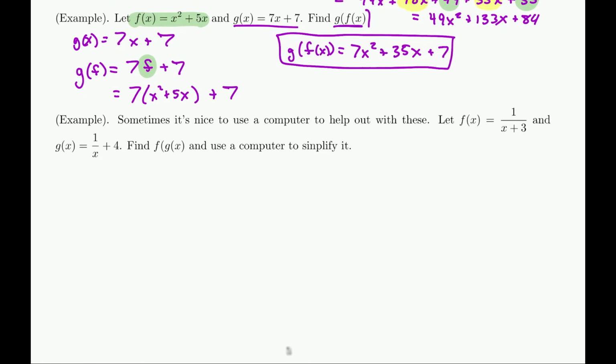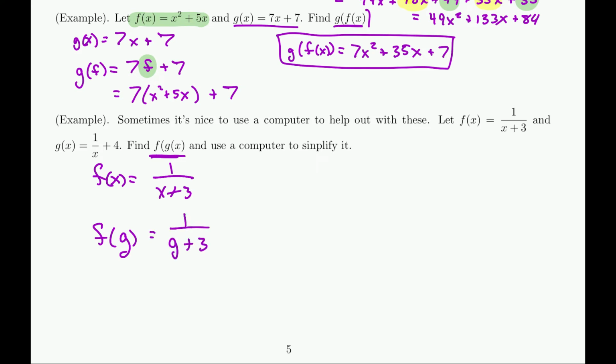So let's try this one. This one has some fractions in here that will be a little bit confusing, but we'll still follow the same method. So on this one, f of g of x. So again, if the outside function is f, I'm going to write f of x first. Then I'm going to replace the x with the g. Write f of g, 1 over g plus 3.